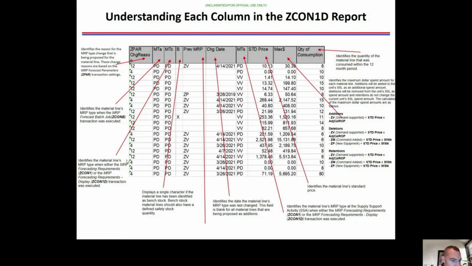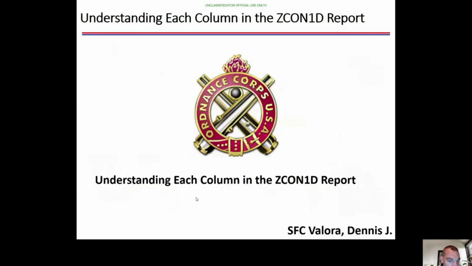MTC identifies material line type, either MRP forecasting ZCOM 1 or ZCOM 1 Delta, depending on the size of your unit. So the Bravo here, this column here, just displays a single character if the material line has been identified as bench stock.